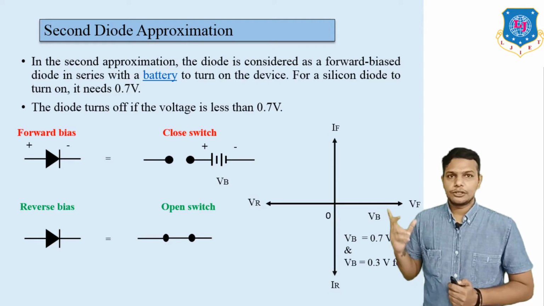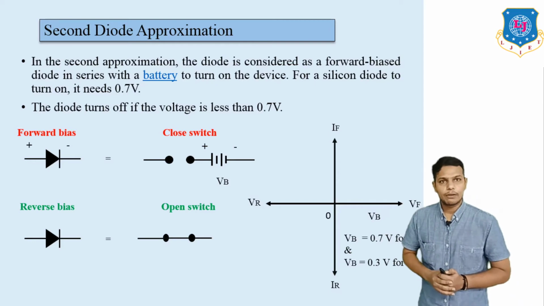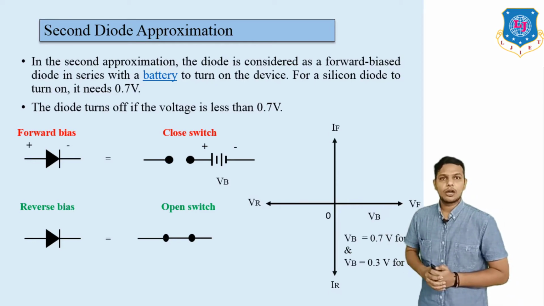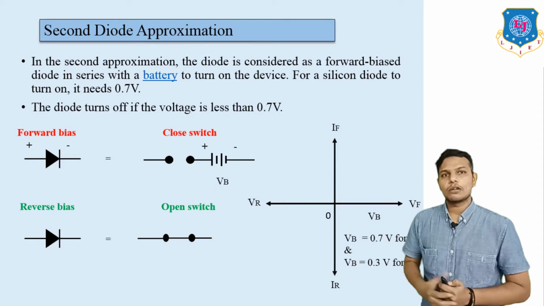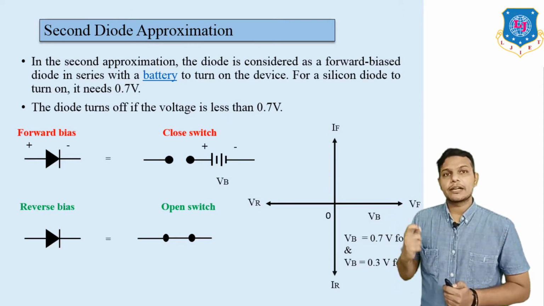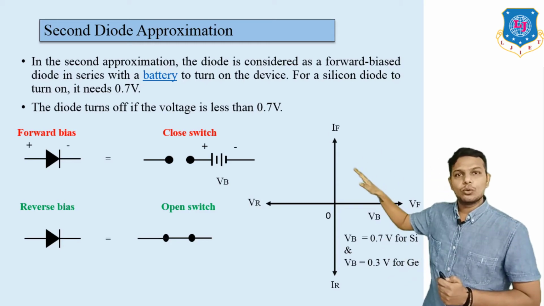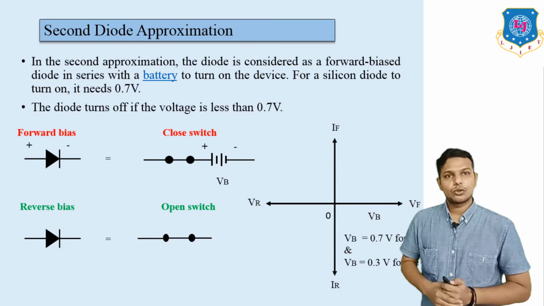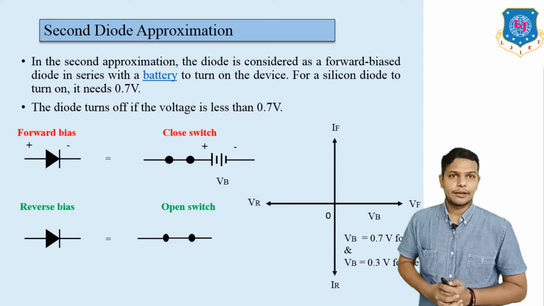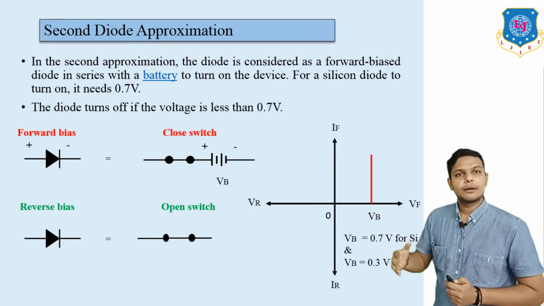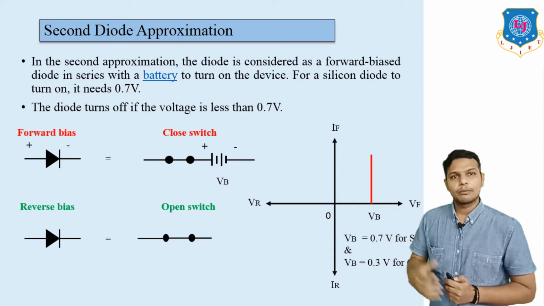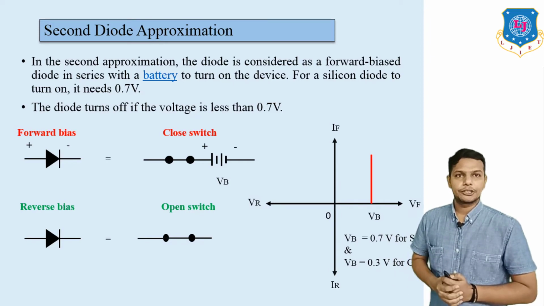Here we can see different cases: case number 1 for forward bias and case number 2 for reverse bias, along with the graph. Let's take case number 1, forward bias. Current always flows from plus to minus. The equivalent circuit of forward bias is a closed switch along with the battery. As we discussed at the start of the second diode approximation, a battery is needed in this diode circuit. Here the graph is at VB, the biasing voltage. If silicon material is used, that means 0.7 volts. This is the graph of the forward bias.